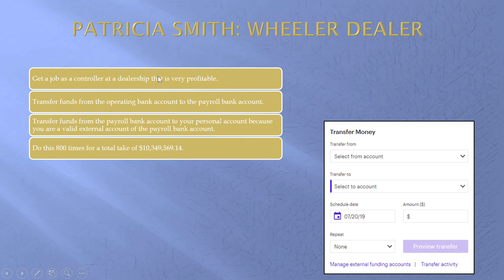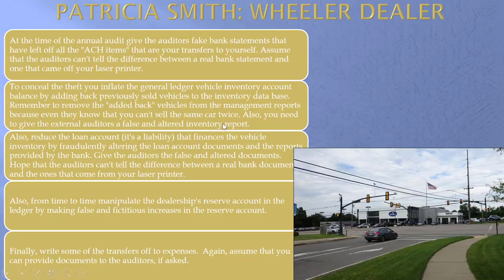This one is quite amazing. Patricia was the controller at a car dealership. Her salary was in the region of $53,000 per year. What she did, over a period of a number of years, she stole $10.3 million. The way she did it was she transferred funds from the payroll bank account to her personal bank account. This is how easy it is. And this transfer went through because she was an employee and her personal bank account was one of the ones for a valid transfer. Also, she was the controller.